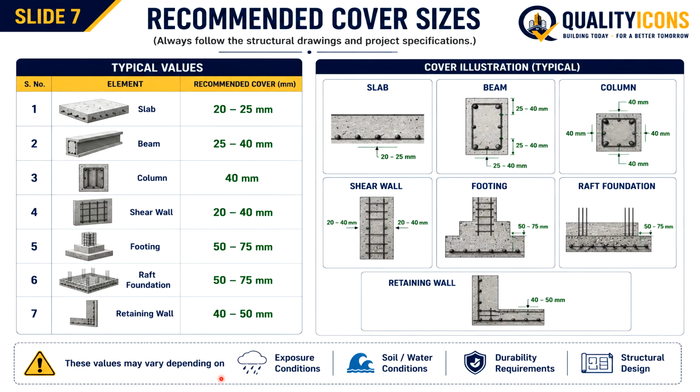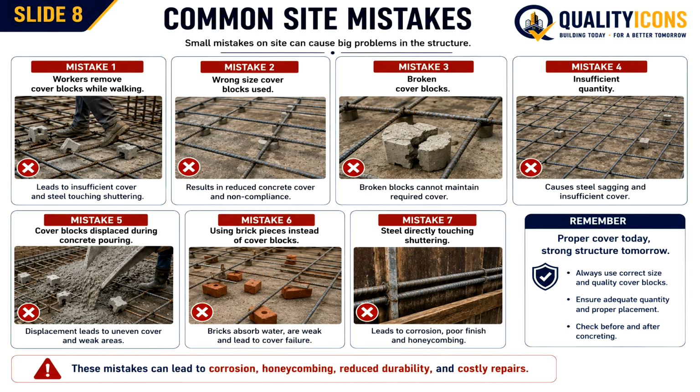These values may vary depending on the exposure conditions or environmental conditions, like good, moderate, severe, very severe. That will define the size of the cover block depending on the exposure condition. These are the common site mistakes. Small mistakes on site can cause big problems in the structure.